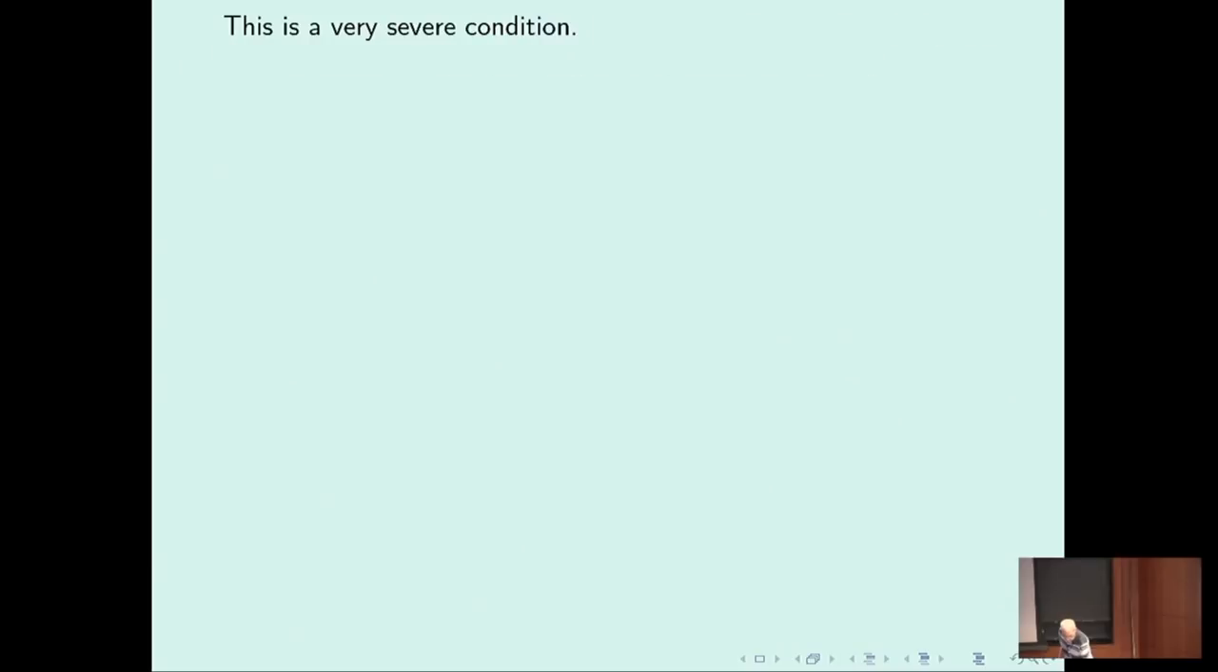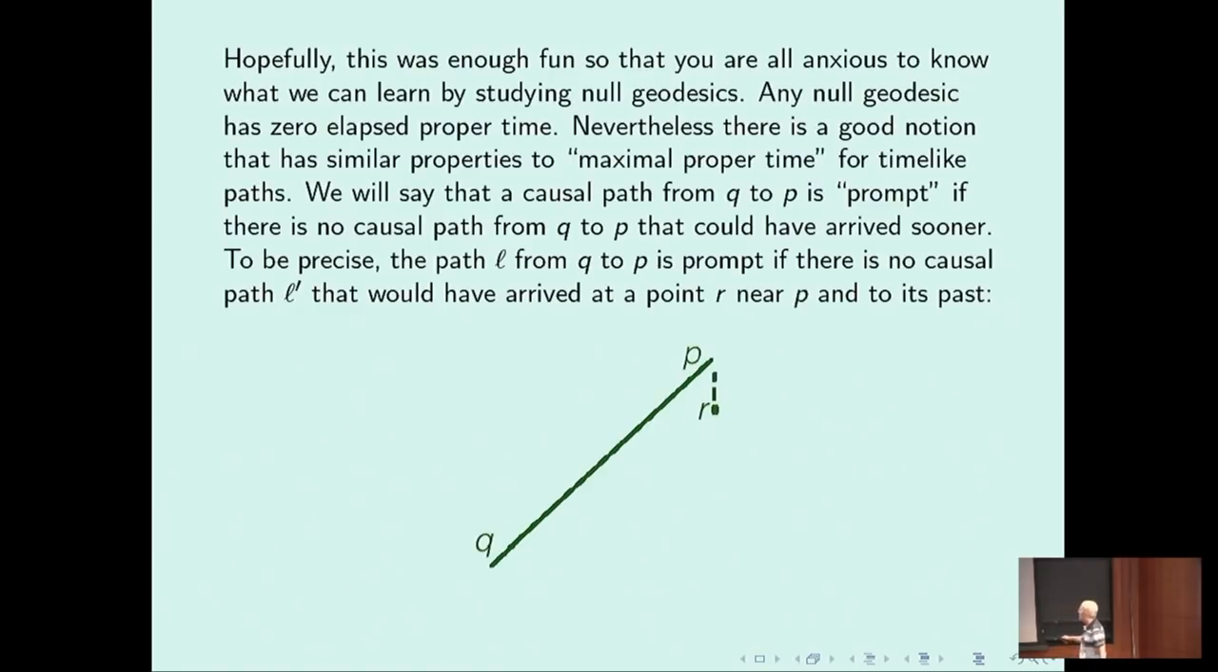What does sooner mean? Sooner means along this time-like path. This was a time-like path. R is strictly in the past of P. So this is a time-like path.